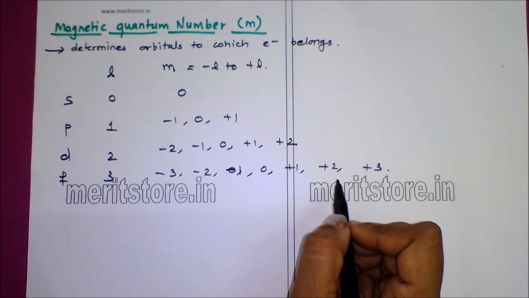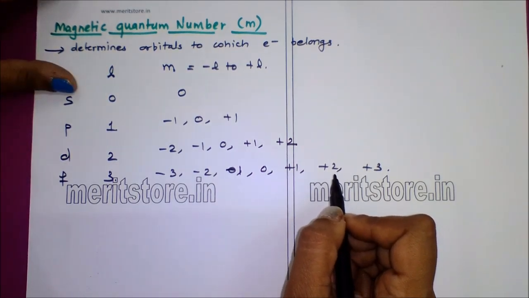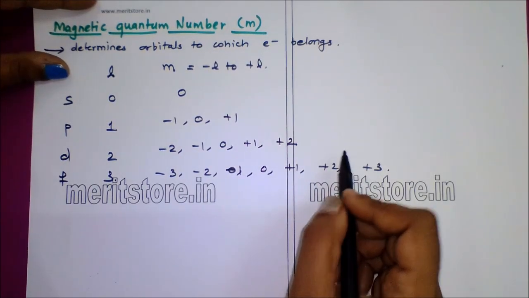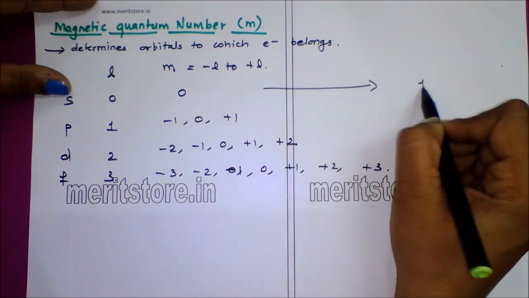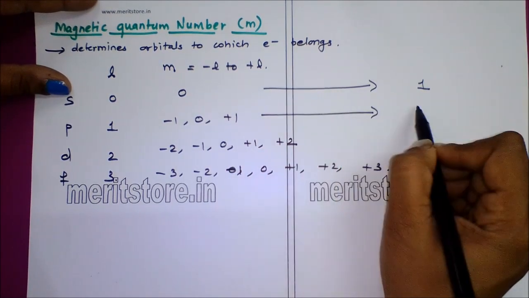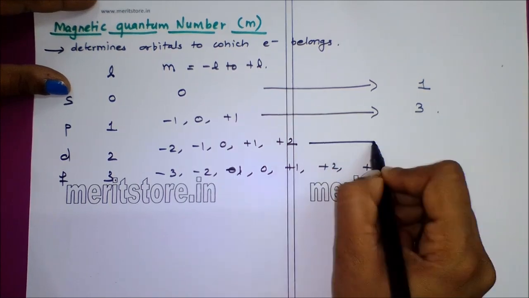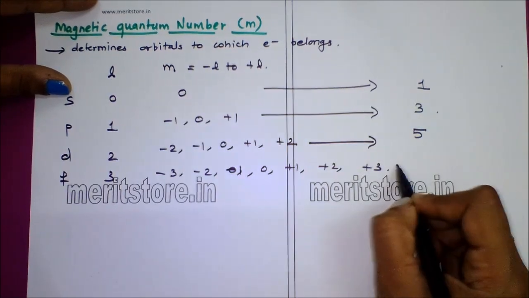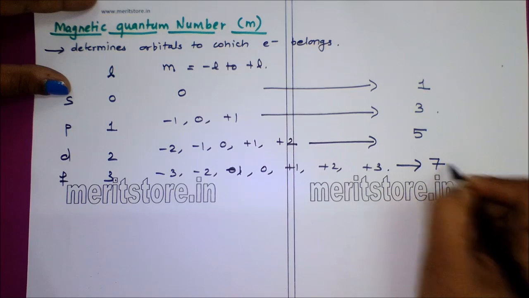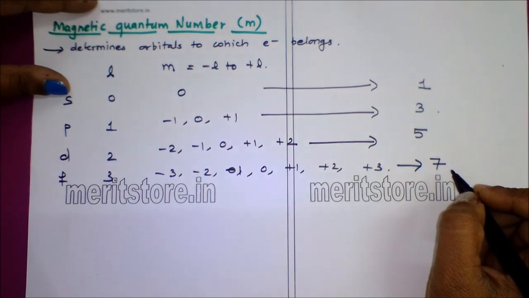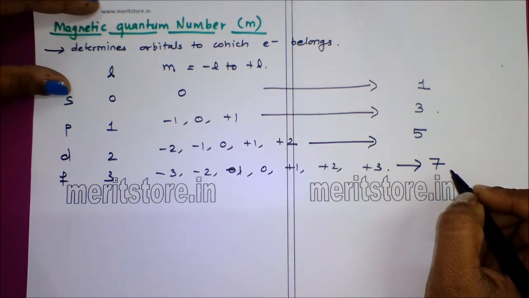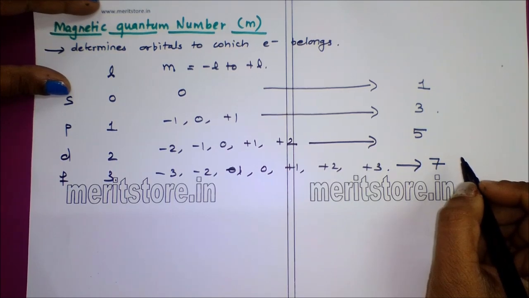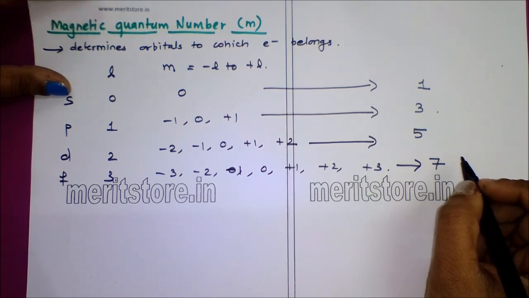Now depending on how many values we have for the magnetic quantum number, we can talk about the different orientations. For S there is only one orientation. For P we have 3 different orientations. For D we have 5 different orientations, and for F we have a total of 7 different orientations. That is, different shapes of these orbitals can be determined with the help of the magnetic quantum number.